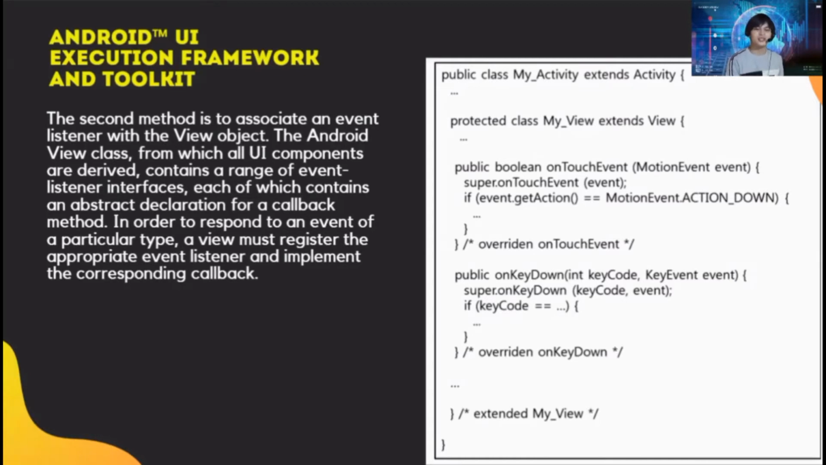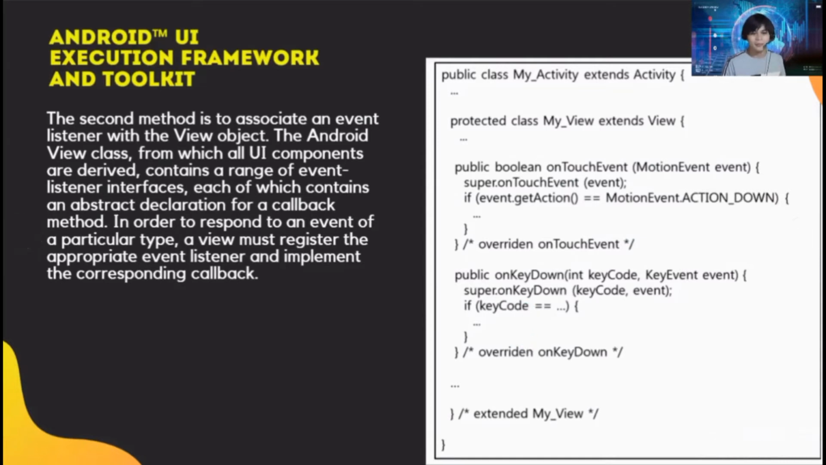Okay, so the second method is to associate an event listener with a view object. The Android View class, from which all UI components are derived, contains a range of event listener interfaces, each of which contains an abstract declaration for a callback method. So in order to respond to an event of a particular type, a view must register the appropriate event listener and implement the corresponding callback. So here's the example.